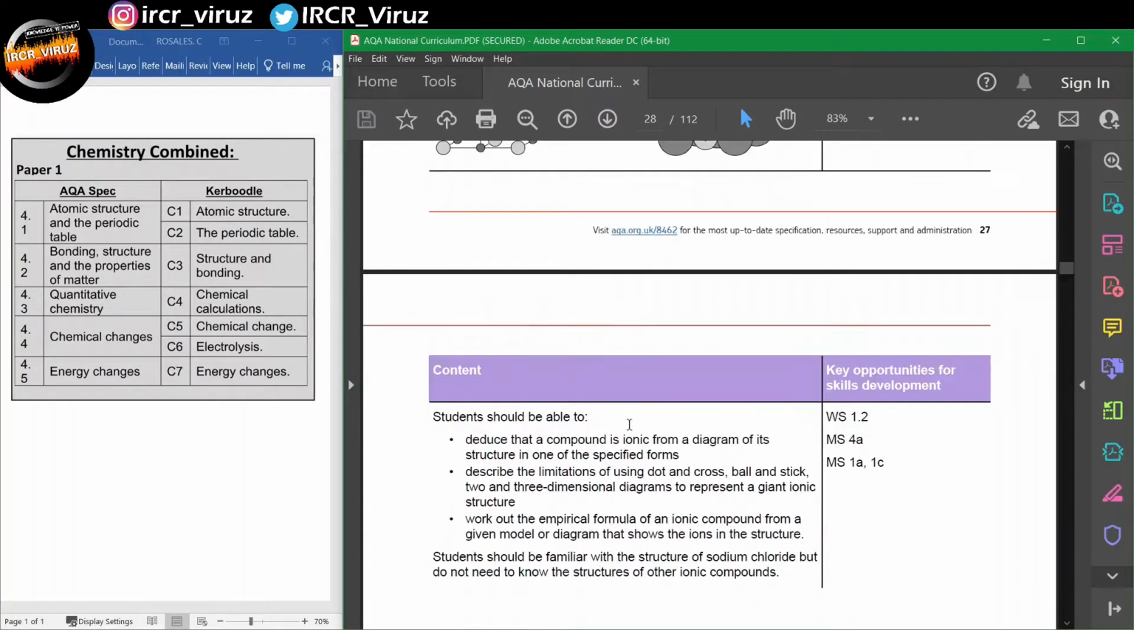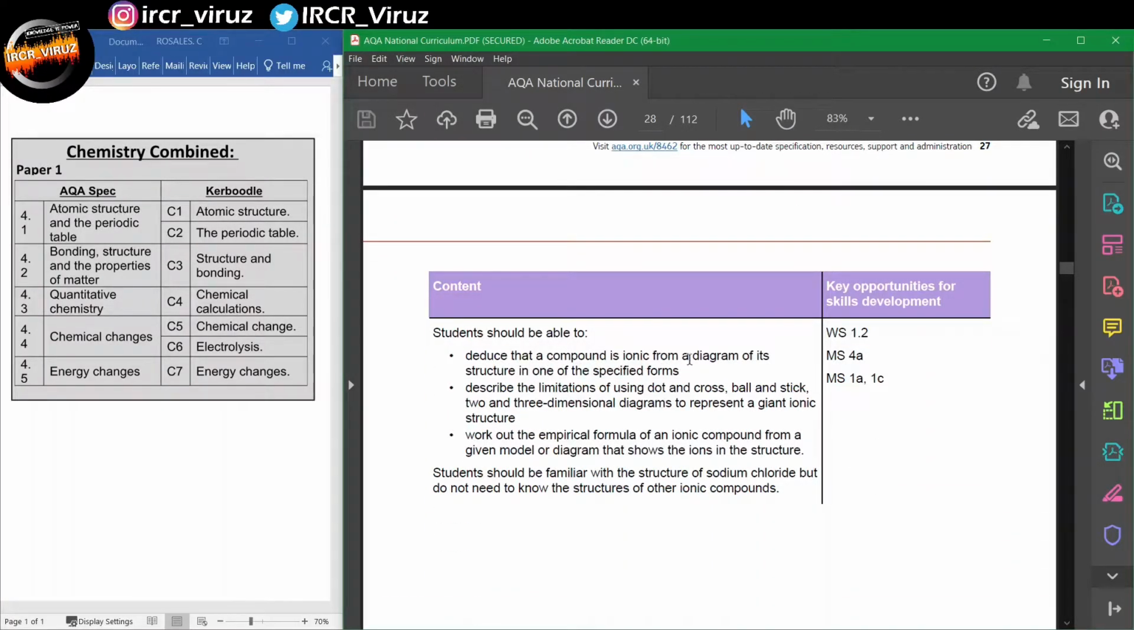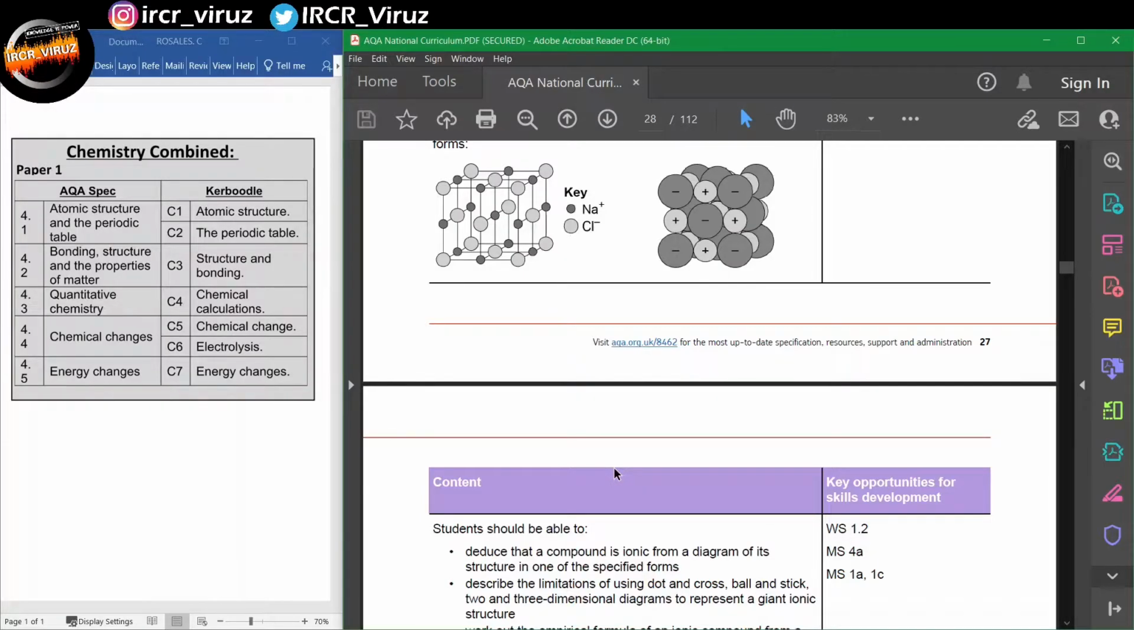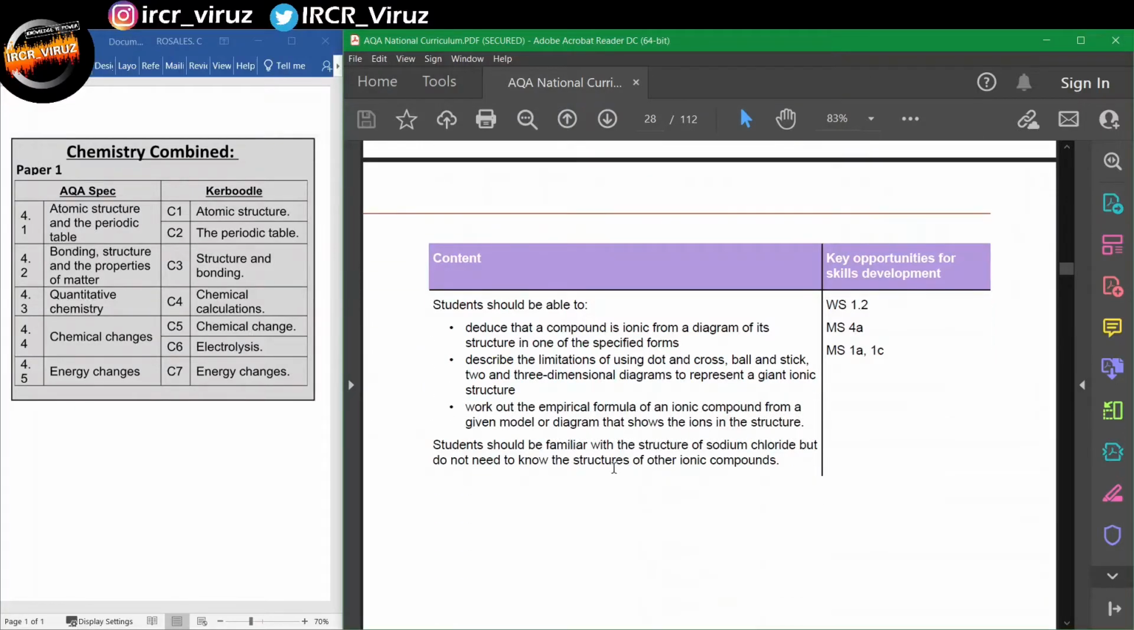Okay, now it says here, deduce compounds, ions, diagram structure for one specific form, describe limitations of dot and cross. There we go. This is what I was talking to you about. Describe the limitations of using the dot and cross diagrams or the ball and stick diagram. Okay, 3-dimensional shapes as well, and work out the empirical formula for compounds. So if they were to give you a diagram, you should be able to write down what the actual formula for that would be. Okay, if they give you a diagram with an O atom and 2 hydrogens, you will know that that's H2O, and you have to write down the formula. The formula for this molecule is H2O. Okay, it's something simple like that.